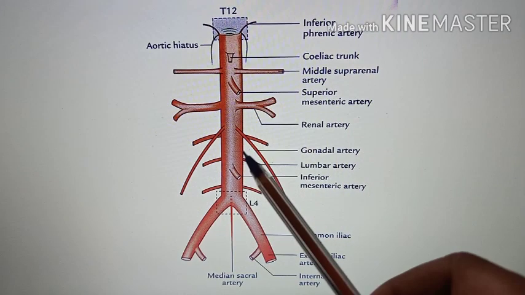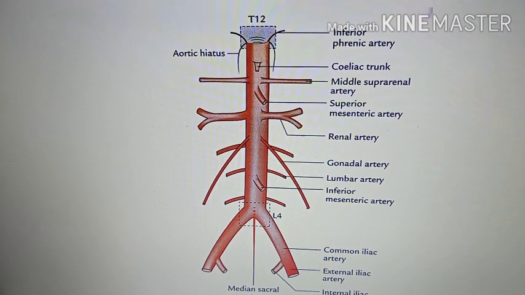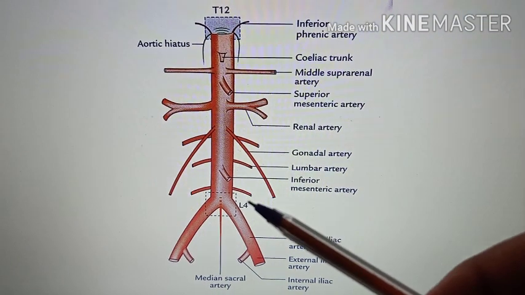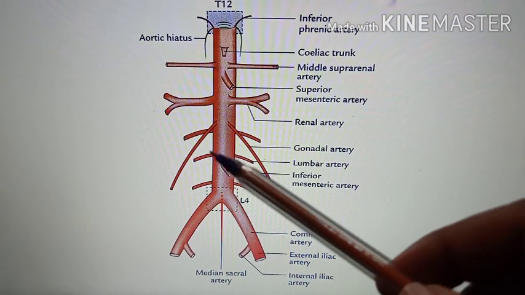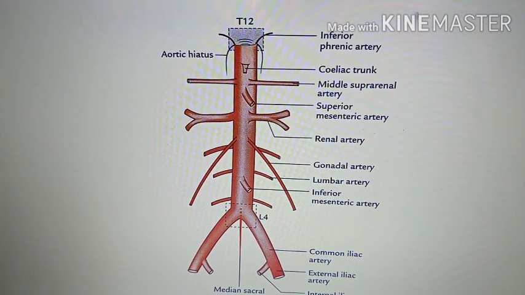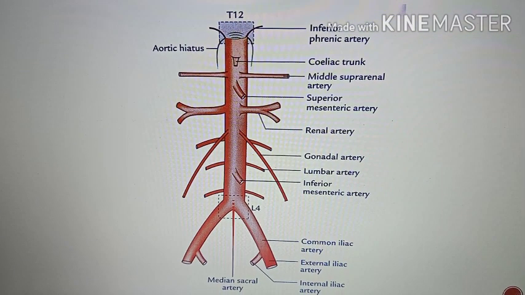Coming to the dorsal branches, first they have four pairs of lumbar arteries, and second is the median sacral artery. In this picture, all these are the lumbar arteries. These lumbar arteries are four pairs, whereas in this picture you are not able to see four pairs, but you will have the four pairs of lumbar arteries. They arise from the aorta opposite to the bodies of the upper four lumbar vertebrae.